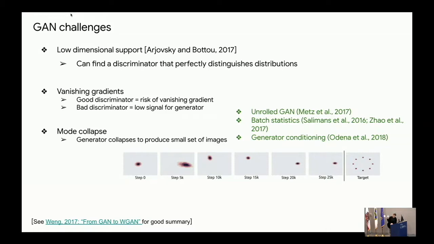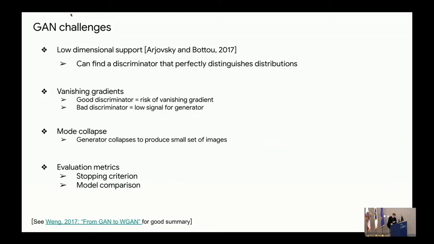And then generator conditioning is another thing that I'll get into in a little bit, but this has also been observed to help with mode collapse. So, cool. Another challenge of GANs, and I'll get into this in a little bit, is evaluation criterion. With likelihood-based methods, there's a clear loss function that you are optimizing, and it goes down as you train, or hopefully it goes down.